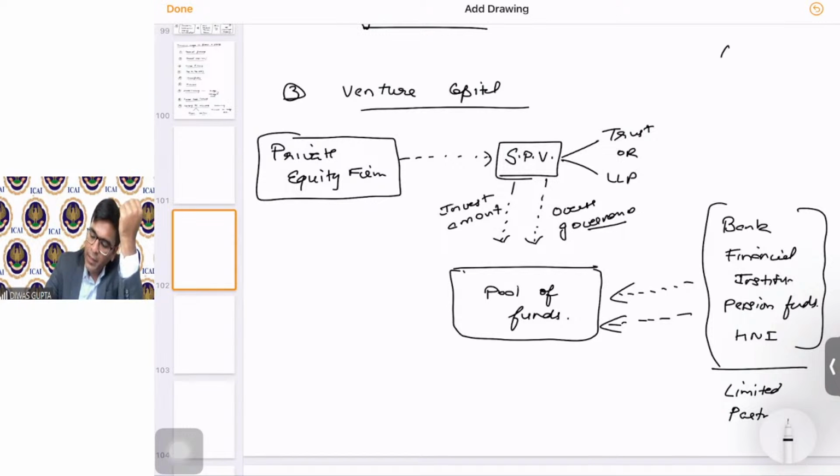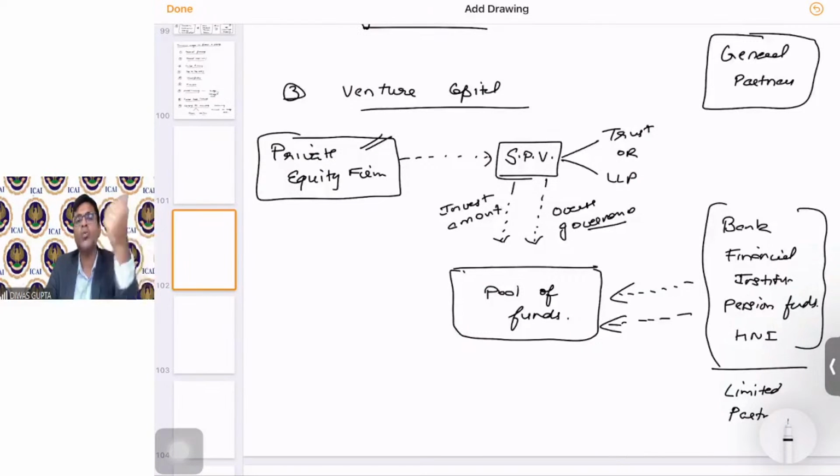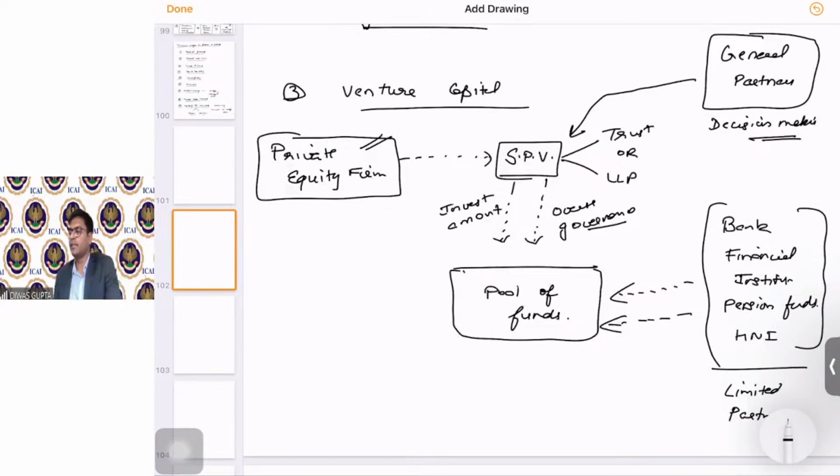There are another people who are called as general partners, right? They are actually appointed by this private equity firm, or they belong to this private equity firm, who have also contributed to this SPV in the form of pool of funds, and they are the decision making authority for this fund.